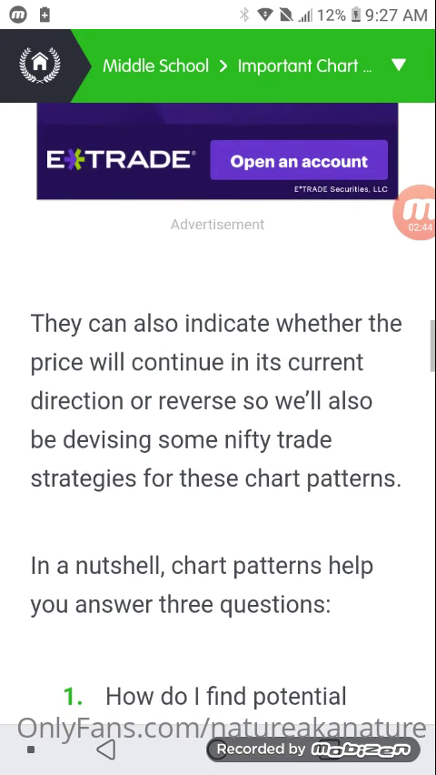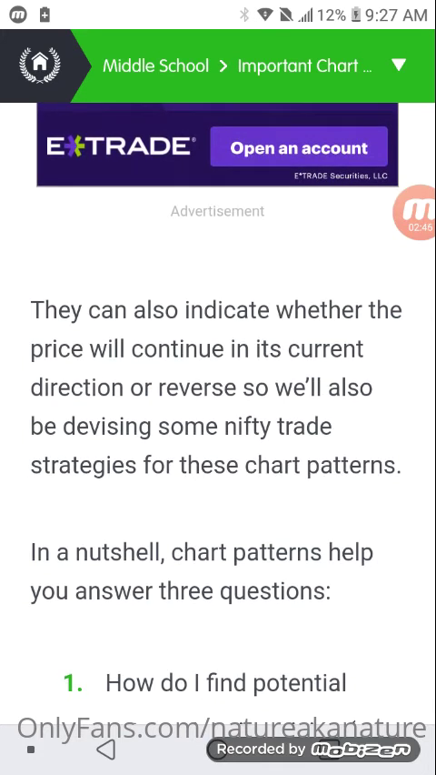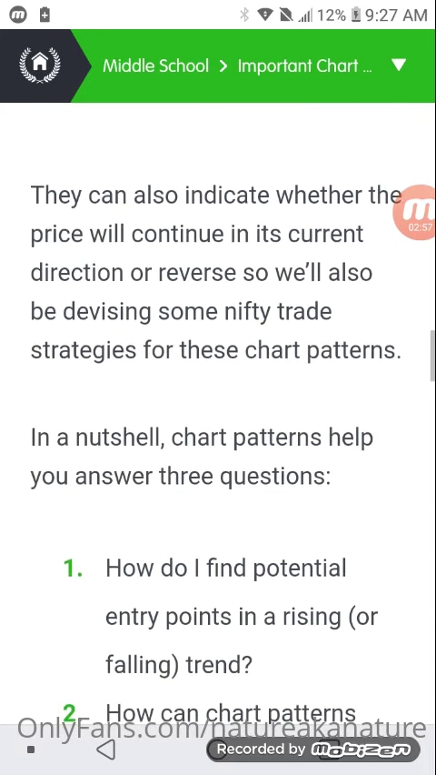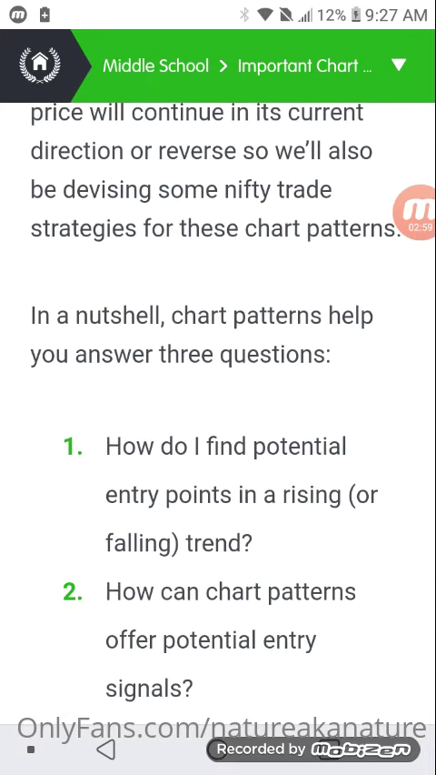We'll also be devising some nifty trade strategies for these chart patterns. We know some of them are continuation patterns and some of them are reversal patterns. We went over a few chart patterns, and you're going to see which ones we went over at the end of this video. In a nutshell, chart patterns help you answer 3 questions.